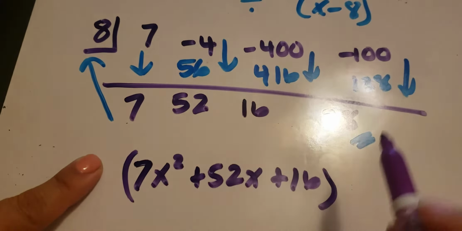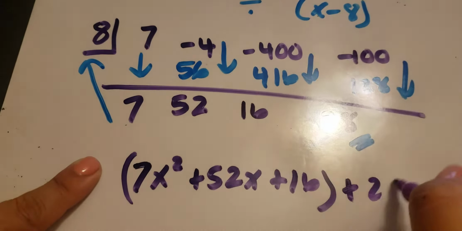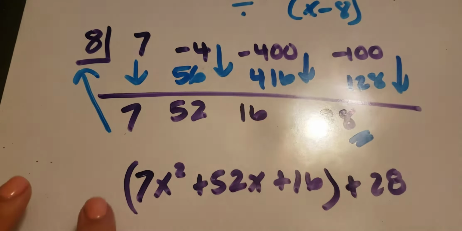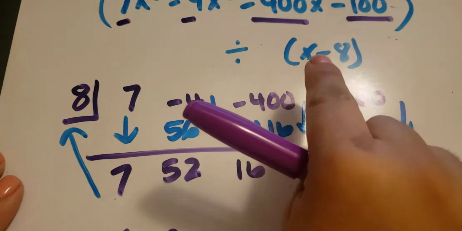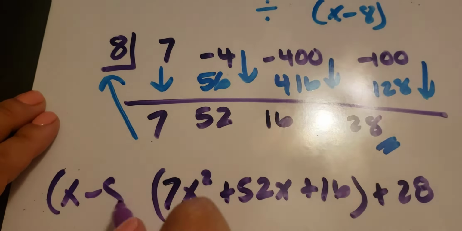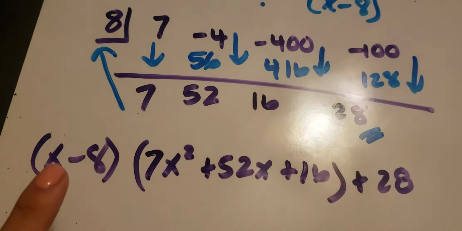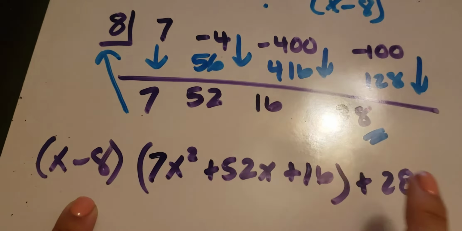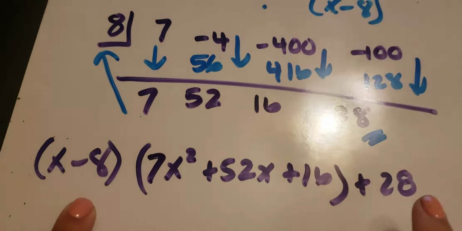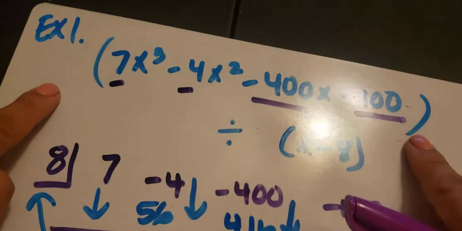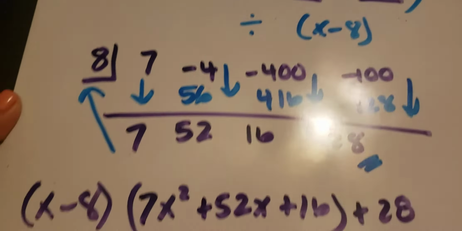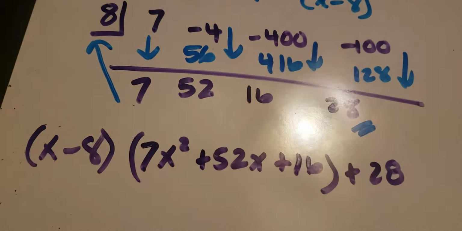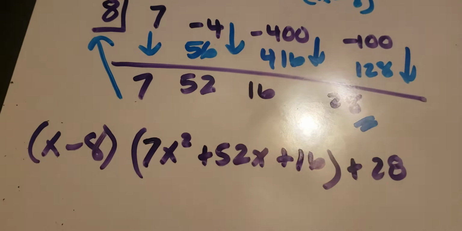So you always put your remainder outside of the parentheses. So plus 28. And then the way they want your answer is they want you to take your binomial, or your divisor, and multiply it to the front. Because again, whatever you get here times your divisor, times your quotient plus your remainder, should give you what you started off with. So let's try one more. If you feel like this is enough, then you can just go on to either the next video or the homework, but I'm going to do one more.